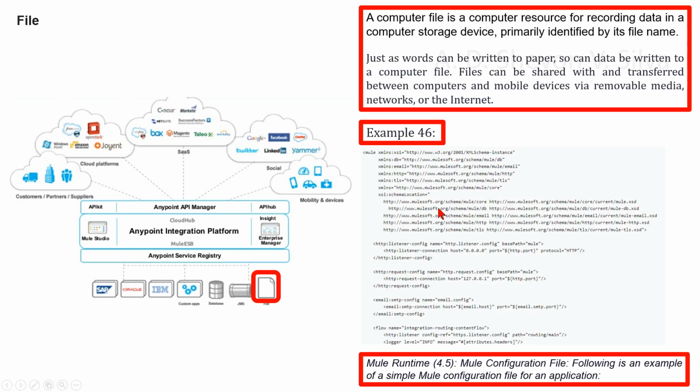The Mule configuration file in Mule runtime 4.5. Following is an example of a sample Mule configuration file for an application. And this is a segment.